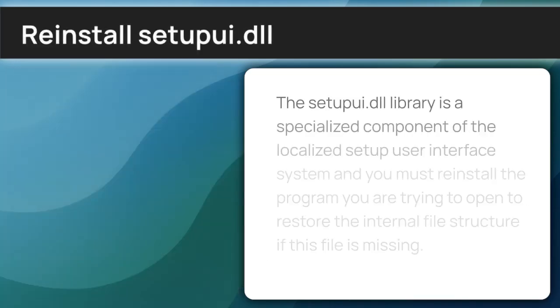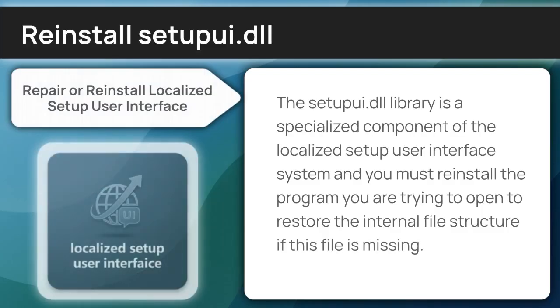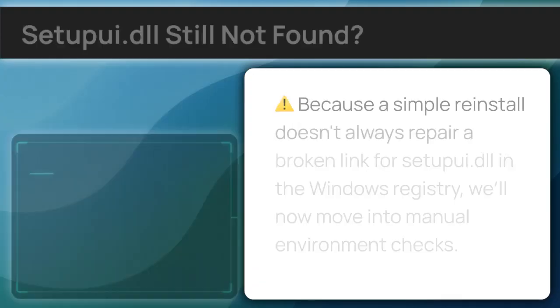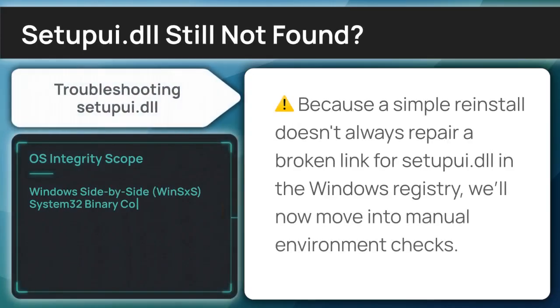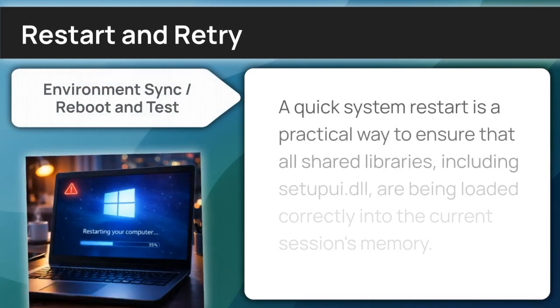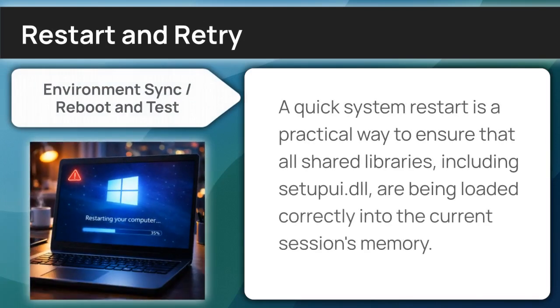The Setupui Library DLL library is a specialized component of the localized setup user interface system, and you must reinstall the program you are trying to open to restore the internal file structure if this file is missing. If a standard reinstallation doesn't restore the library, we need to verify if the system environment is properly recognizing the new components. A full system restart clears the temporary memory cache and allows Windows to attempt a fresh initialization of all required libraries, including Setupui Library.